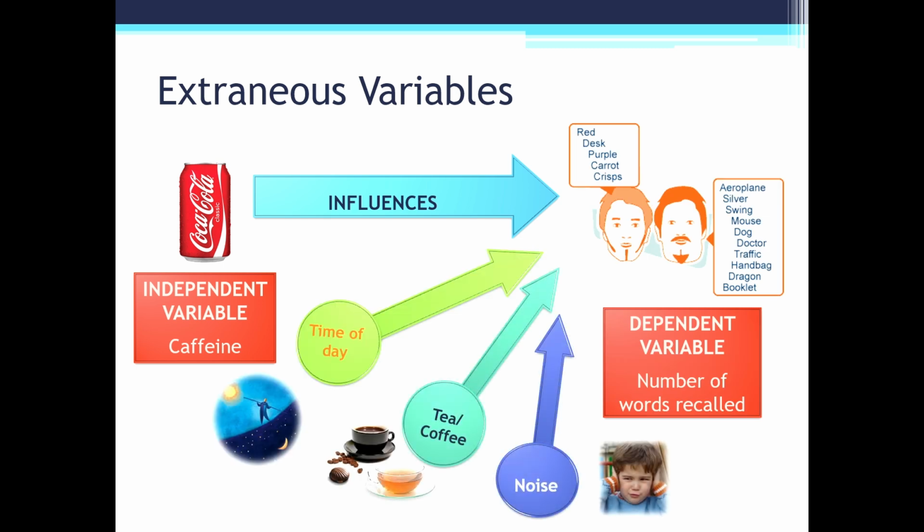So these three here might be our extraneous variables. We might have time of day that affects the number of words recalled, and then it's nothing to do with the caffeine. Tea or coffee, because obviously that's got caffeine in, so it's nothing to do with the caffeine that we're giving them. And then the noise that they might experience might also affect the number of words recalled.